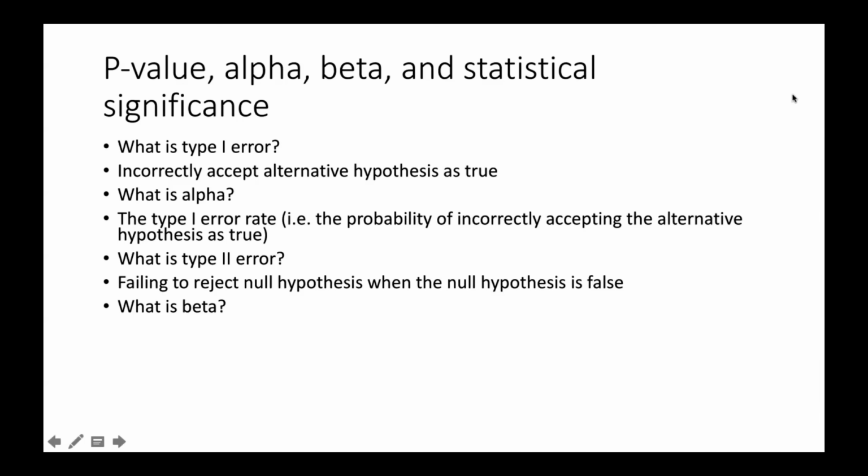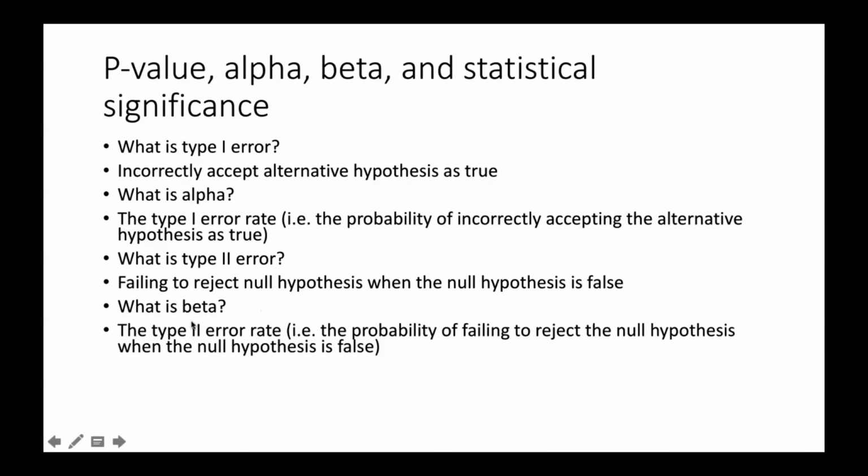Can someone help? Patricia, go for it. Is the probability of you accepting the null hypothesis as true when the null hypothesis is incorrect? Good, that's good. Yeah. So that's probably even better than what I was going to say, which was it's just the type 2 error rate, right? So it's the probability of failing to reject.